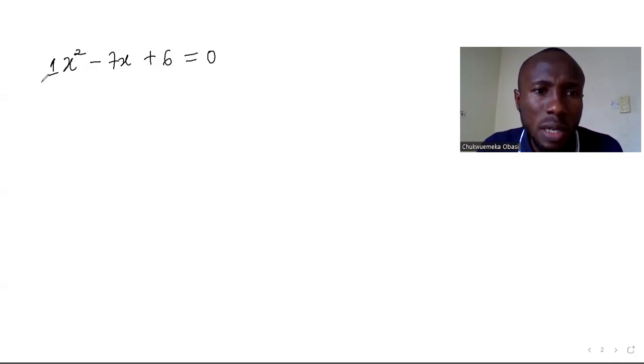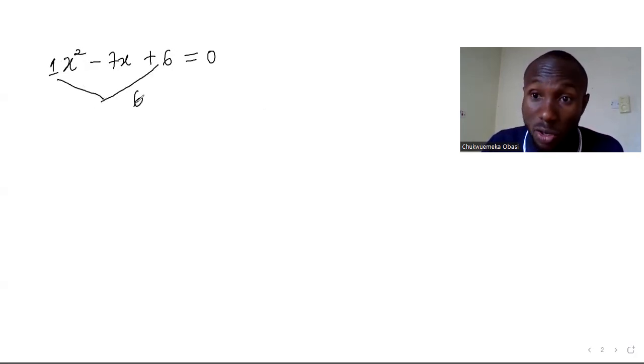So now I have this problem to solve. Here you can see we have x squared minus 7x plus 6 equal to 0. The coefficient of x squared here is 1. So I'm going to multiply that coefficient of x squared with the constant term, which is 6. So 1 times 6 is just 6, right?